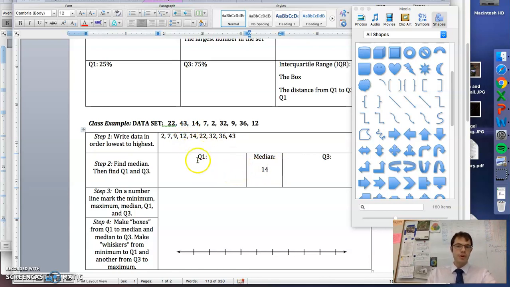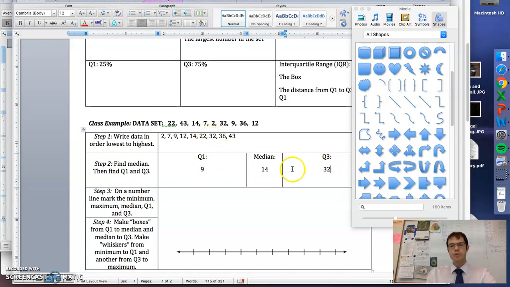Q1 then is going to be the median of this bottom half. So from 2 up to 12, what's the median there? You notice I got 2 numbers on this side, 2 numbers on that side. 9 is right there in the middle, so that's my Q1. It's 9. And then for Q3, I find the median of the top half. I start here at 14, which is my median. 2 numbers right there, 2 numbers on the other side. 32 is going to be my Q3.